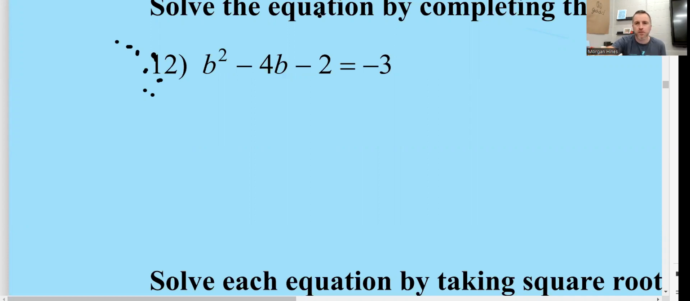So completing the square is this process where you solve a quadratic by manipulating it to be a certain form, where you don't have this b squared and b in the same equation problem. You have something like b minus 2, for example, all of that squared, which means you can just take the square root of both sides.